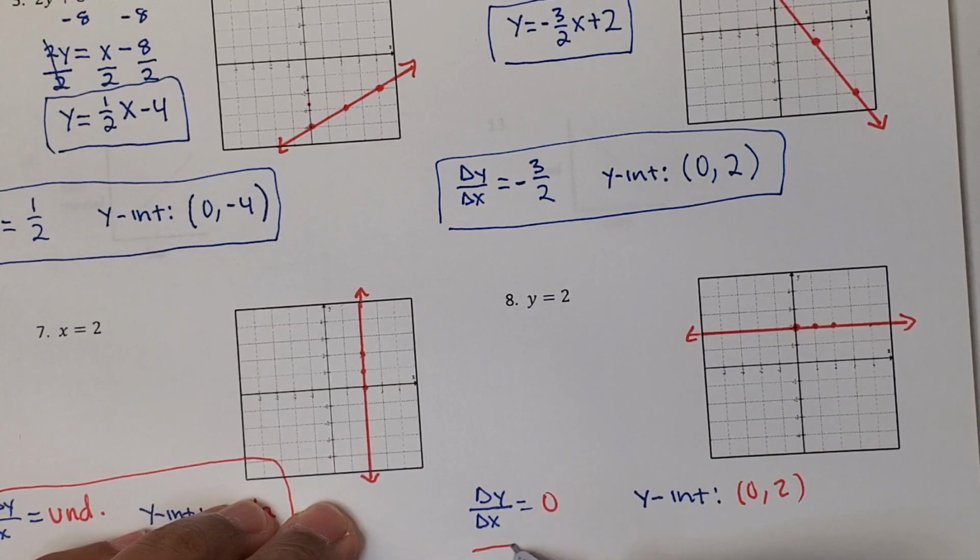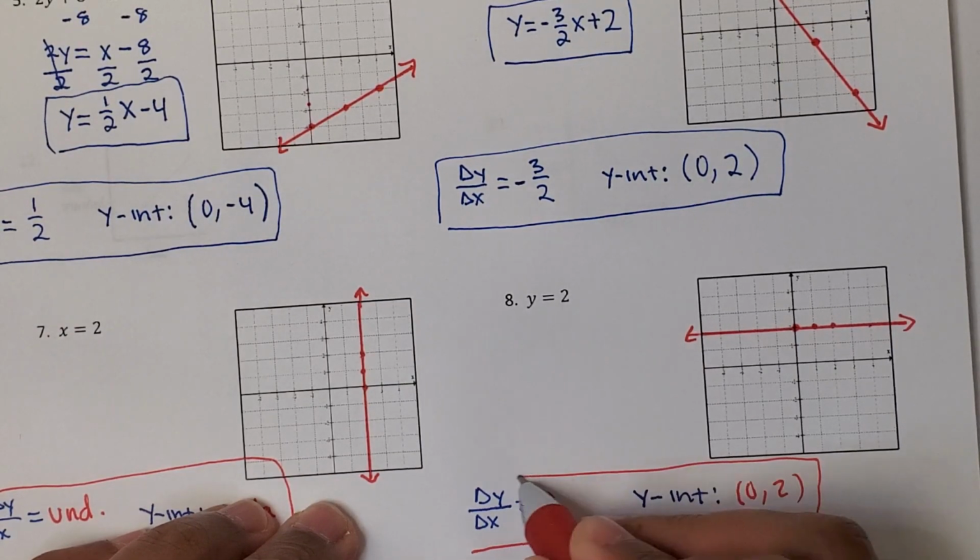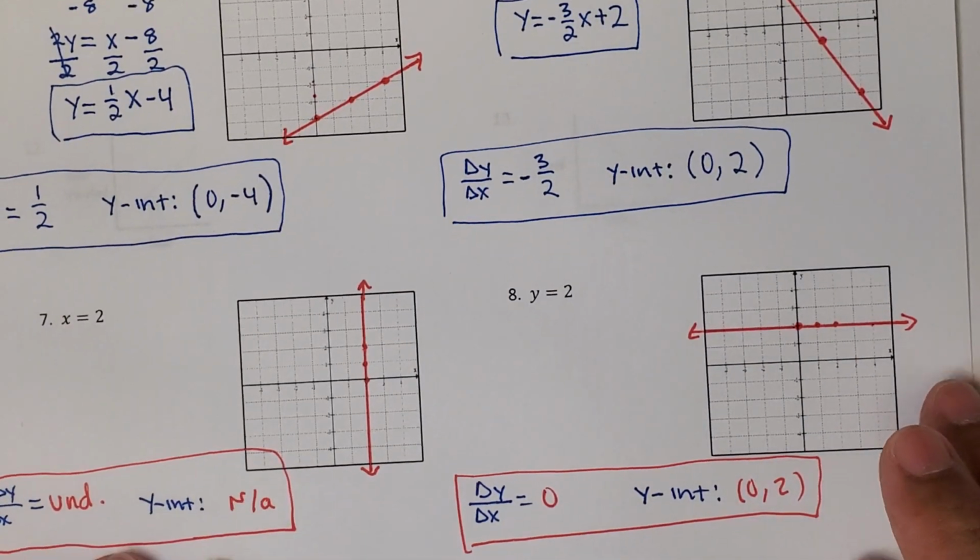So horizontal lines do have a y-intercept. Okay, vertical lines don't have a y-intercept, they have an x-intercept only.